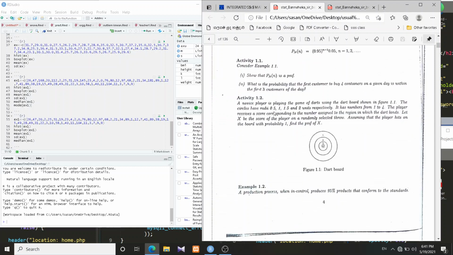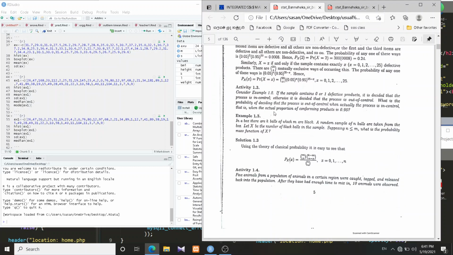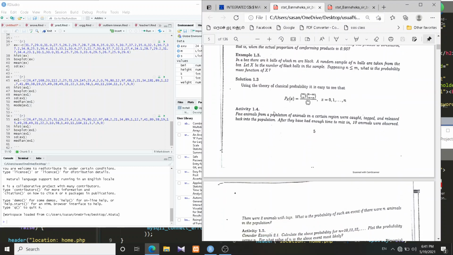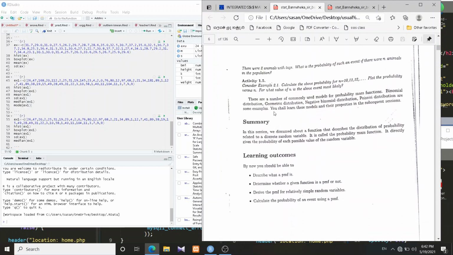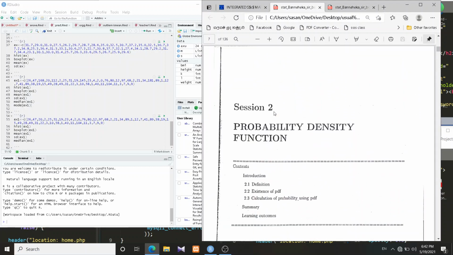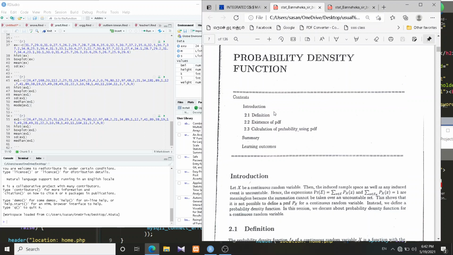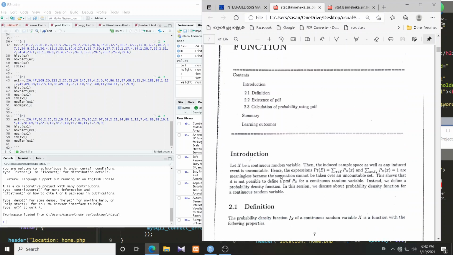In the theoretical part, most of the students have these types of questions. They don't know the contrast between these probability functions. There are mainly two types of probability functions: the probability density function and the probability mass function, right? So what is the contrast between these two functions? The probability mass function stands for discrete data.